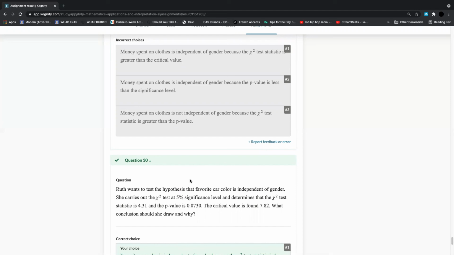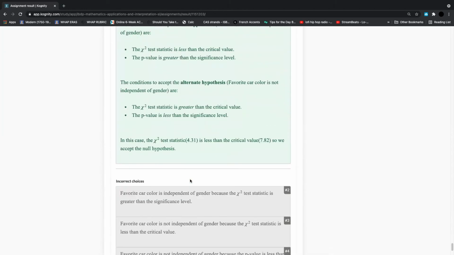Okay, and then let's go to the critical and chi-square statistic. So we usually solve for the chi-square statistic, but they gave it to us, so that was the first value I would write. So that is 4.31, and the critical value is 7.82. So also based on this, we cannot accept the null hypothesis because the chi-square test statistic has to be greater than the critical value. So with that in mind, let's go through the answer choices.